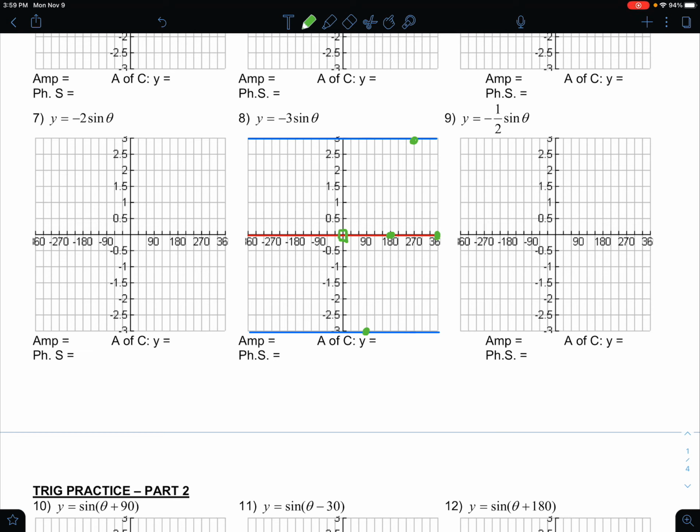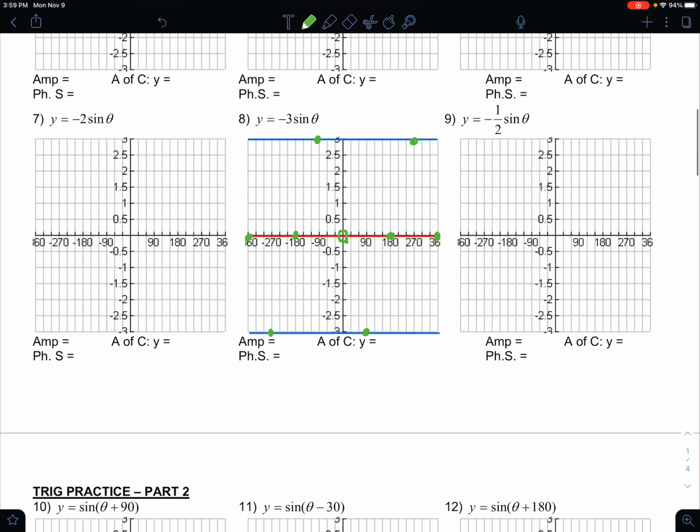To the other side, follow the pattern. It's got to go to the top, 90 to the middle, 180 to the bottom, 270 and 360. And now I'm going to try my best to graph it as sinusoidal as possible. Actually, I'm a little bit impressed. So please finish this handout and rock on.